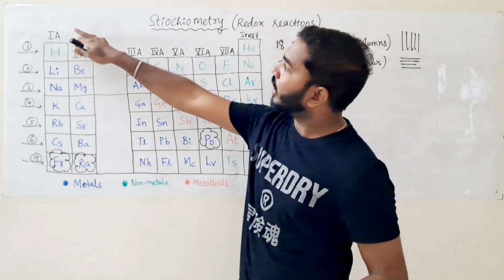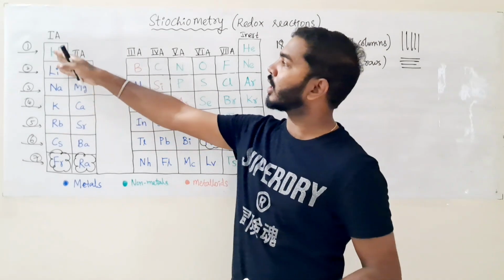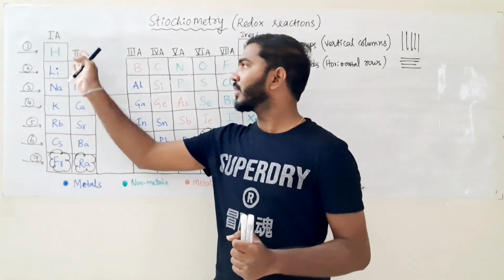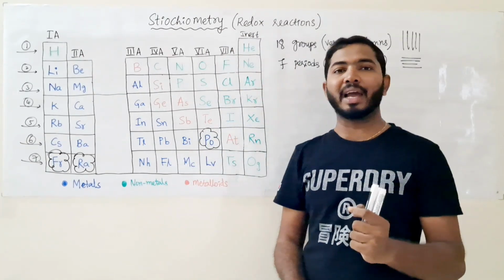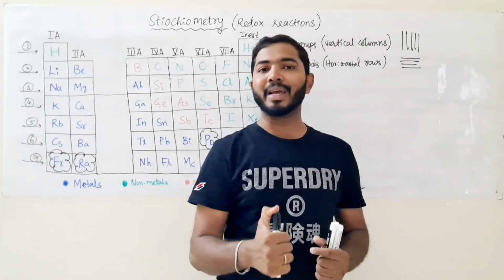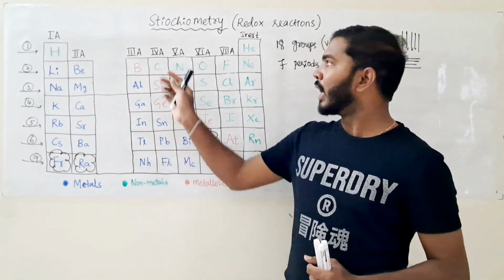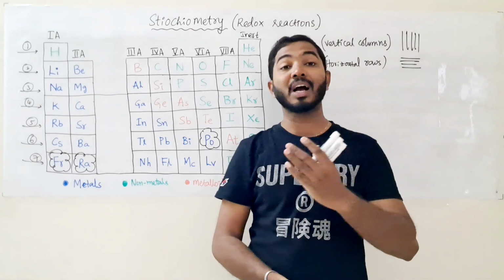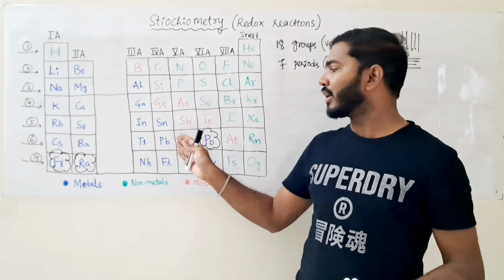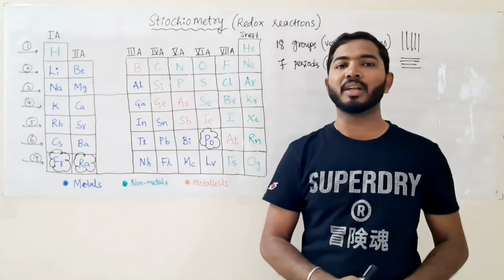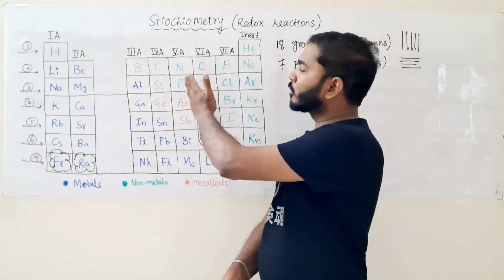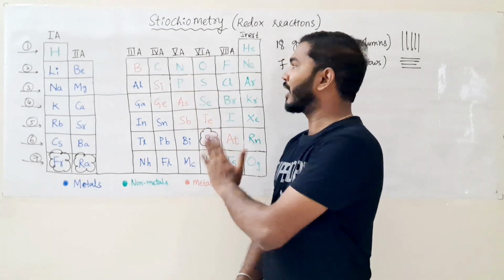If you can see the first A group elements here: hydrogen, lithium, sodium, potassium, rubidium, cesium, francium. Then the second A group elements: beryllium, magnesium, calcium, strontium, barium, radium. Third A group elements: boron, aluminium, gallium, indium, thallium, nihonium. Then the fourth A group elements, the carbon family: carbon, silicon, germanium, tin, lead, flerovium. Fifth A group elements, the nitrogen family, also called pnictogens: nitrogen, phosphorus, arsenic, antimony, bismuth, moscovium.